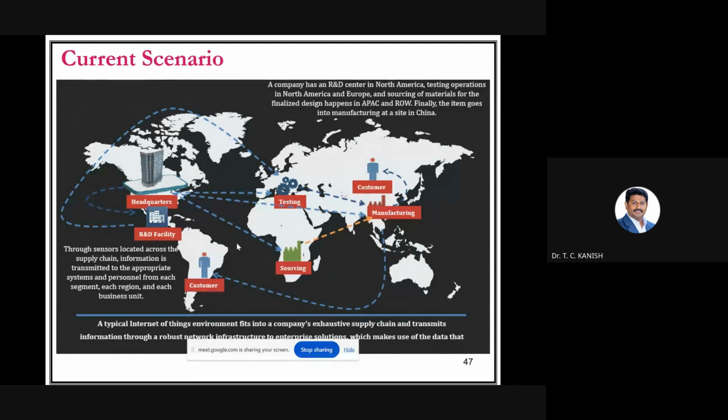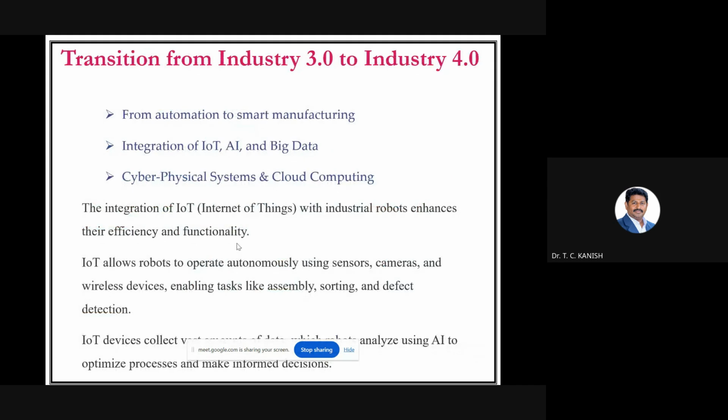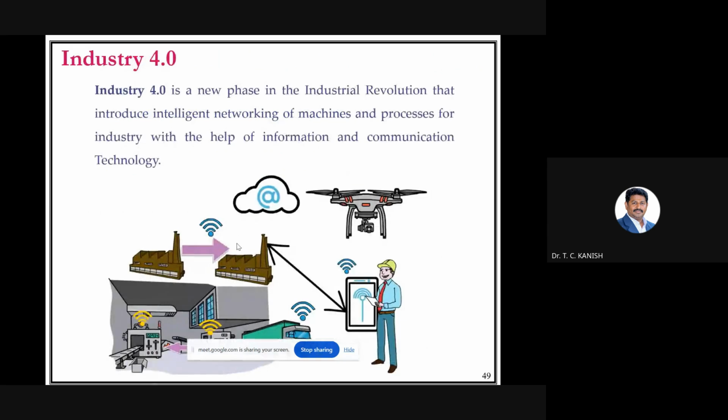So for starting this, we are moving towards industry 4.0. When you are going to industry 4.0, we need to know why we are going from automation to smart manufacturing, and we are integrating IoT, AI, big data, cyber physical systems and other things. You know that the Internet of Things keeps developing nowadays. Industry 4.0 is a new phase of industrial revolution introducing intelligent networking. So if you see here, whatever it is showing, machine to machine, inside the machine to machine, they will connect to each other. Normally continuous machines are there, around 10 machines.